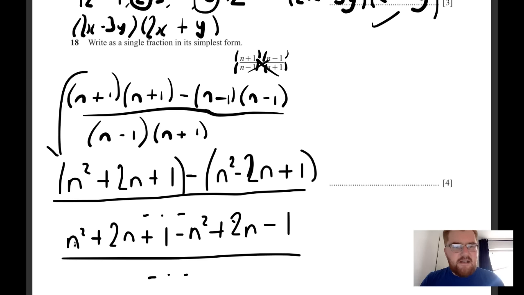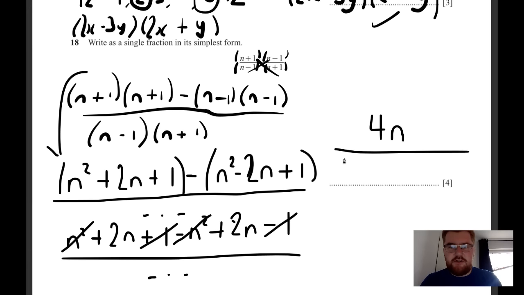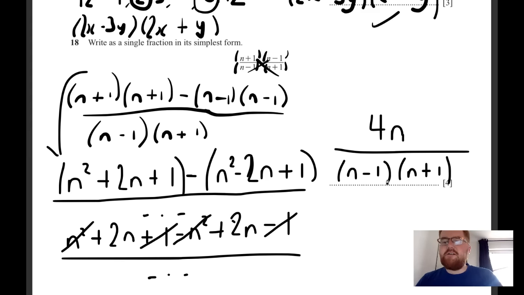So n squared minus n squared is 0, so that and that cancels. 1 minus 1, well, that also cancels. And then we get 2n plus 2n, well, that's equal to 4n. And we've still got that denominator that hasn't changed in the entire question. So we've got n minus 1 at the bottom, n plus 1. And we are finished. That's the solution. 4n over n minus 1, n plus 1.